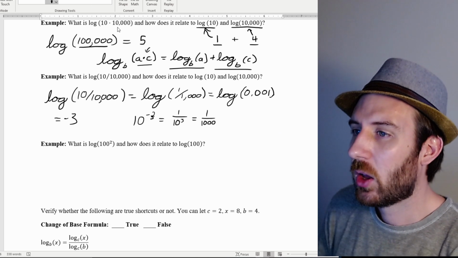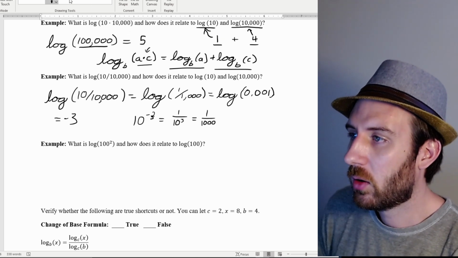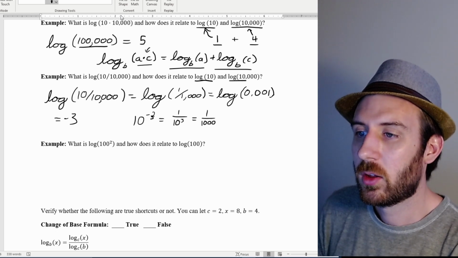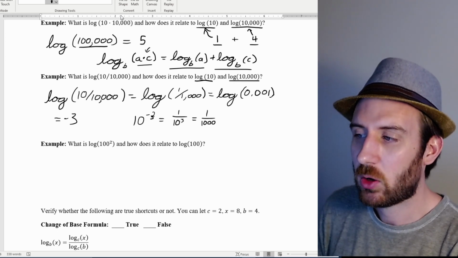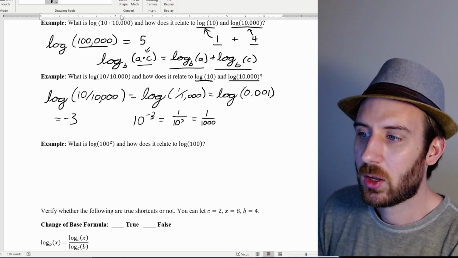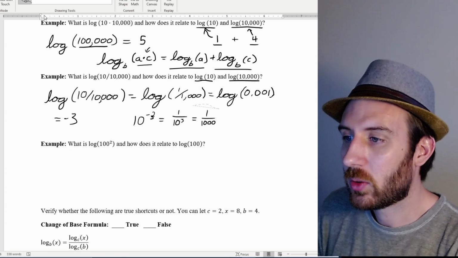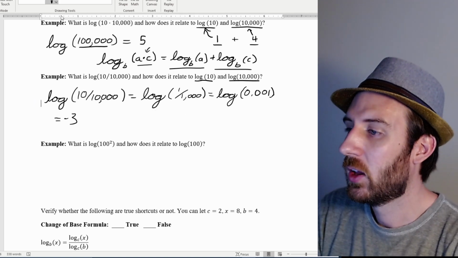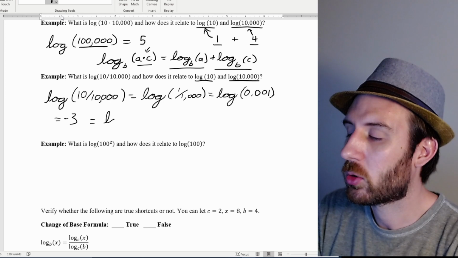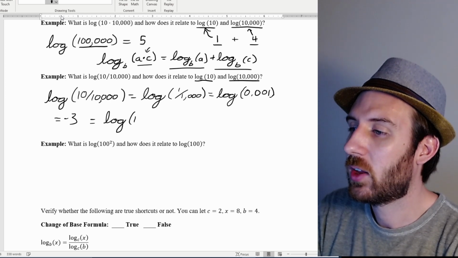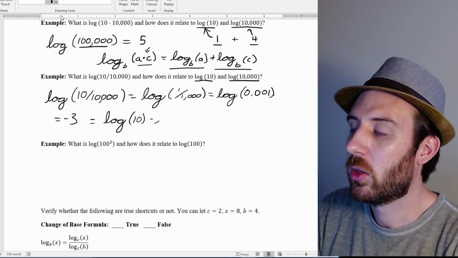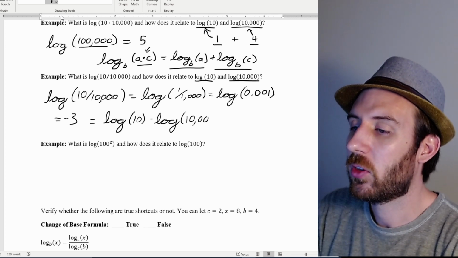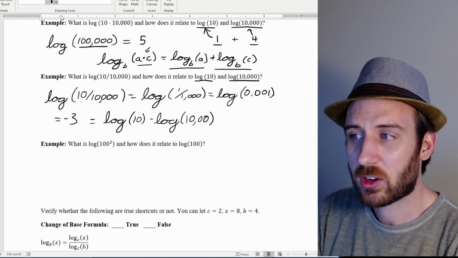But let's take a look at it again. We know that the logarithm of 10 is 1. We know the logarithm of 10,000 is 4. How do we get to this -3? Well, we might recognize that what we're doing in this case is subtraction. We're subtracting magnitudes by doing that division. And so we can actually have written this a little bit more quickly as saying logarithm of 10 minus the logarithm of 10,000. And this logic is going to work for any situation, any log base b.